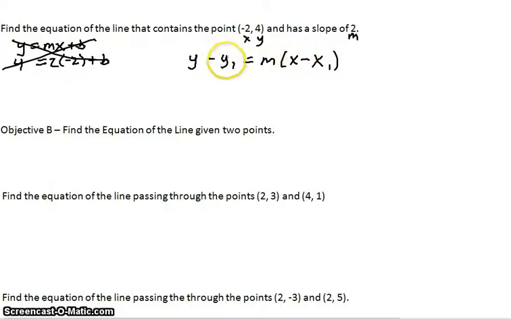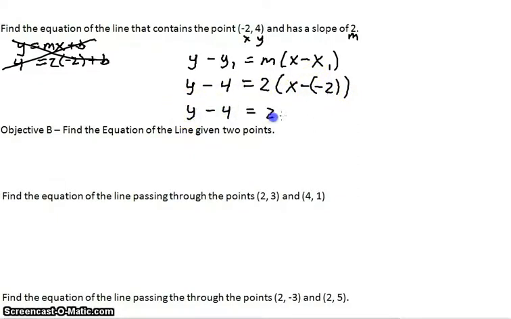So my y coordinate I'm going to plug in here. So it's y minus 4 equals m times x minus a negative 2. So instead of minusing a negative 2, you could just make that a plus 2. So I'm just going to rewrite this as y minus 4 equals 2 times x plus 2.